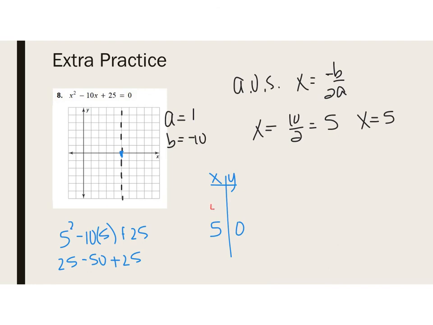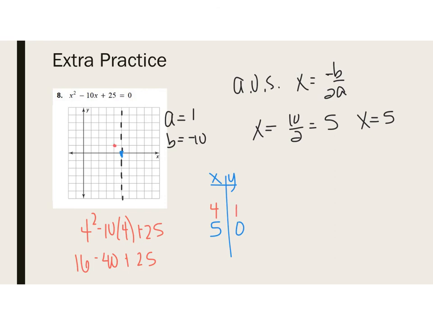So I'm going to jump to 4 and see where 4 puts me. So I'm going to have 4 squared minus 10 times 4 plus 25. So that's 16 minus 40 plus 25. All right, that looks like 1. So at 4, we're at 1. So really, if I do 6, we should be back at 1 because of symmetry. I'm going to try that just in case. I'm going to do 6 squared minus 10 times 6 plus 25. So 36 minus 60 plus 25. That is also 1. So at 6, I'm at 1.